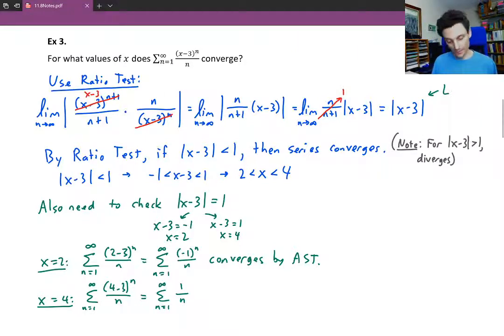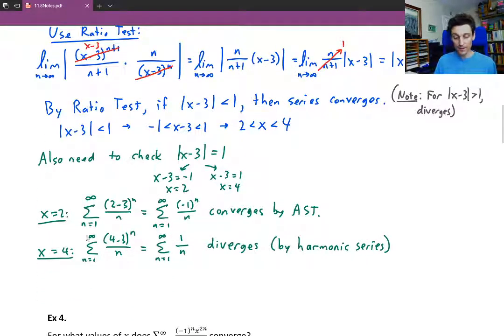Now this series you should definitely recognize as being a divergent series. This diverges because it's a p series with p equals 1, or you can even say, to be extra cool, it's a harmonic series. Again, you can just write p series with p equals 1. So great, we know that at one of those endpoints of the original interval of convergence, that interval from 2 to 4, one of these endpoints gave us a convergent series, and the other one didn't.